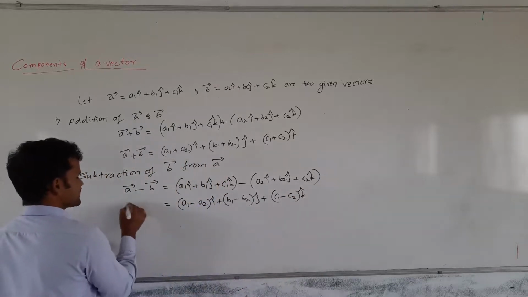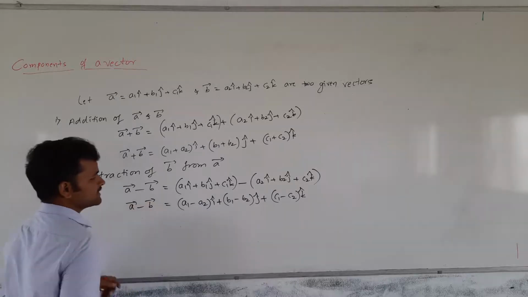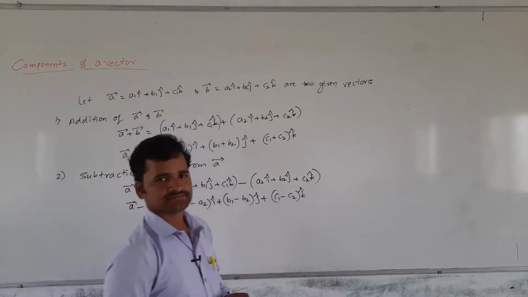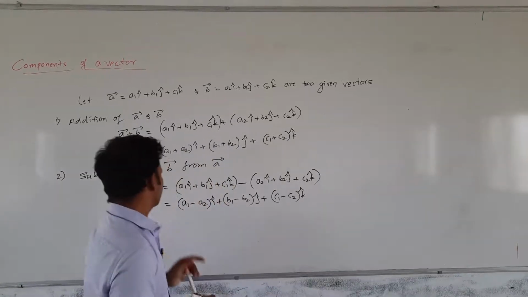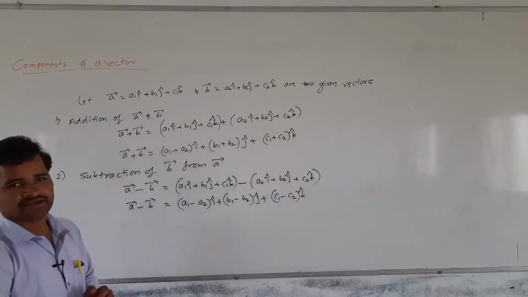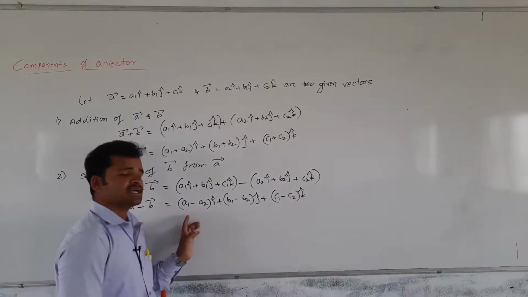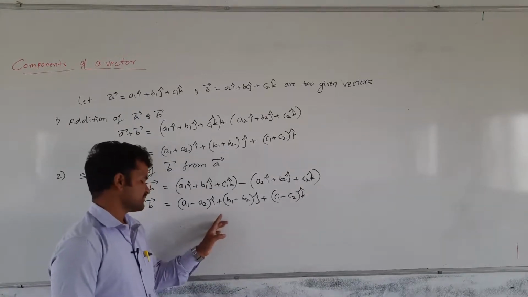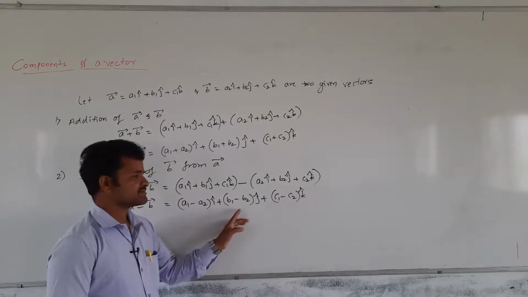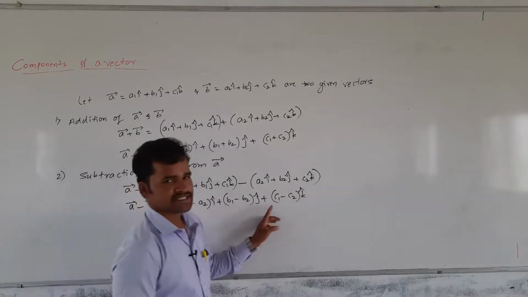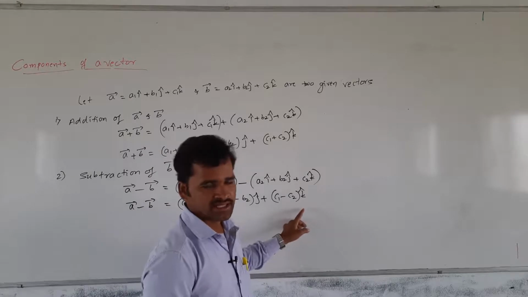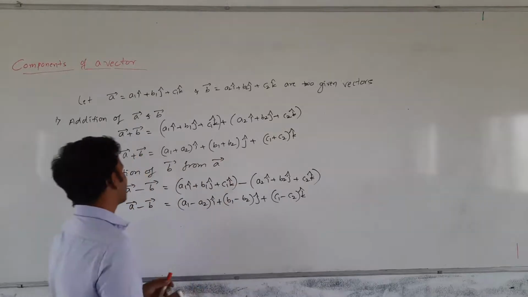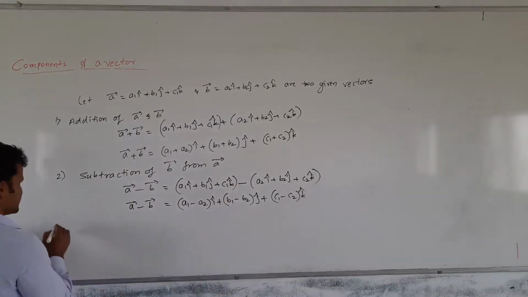This is vector A minus vector B is equal to. If you write vector B minus vector A, what happens? That will be (A2 minus A1) into I cap plus (B2 minus B1) into J cap plus (C2 minus C1) into K cap. Okay. This is about subtraction.